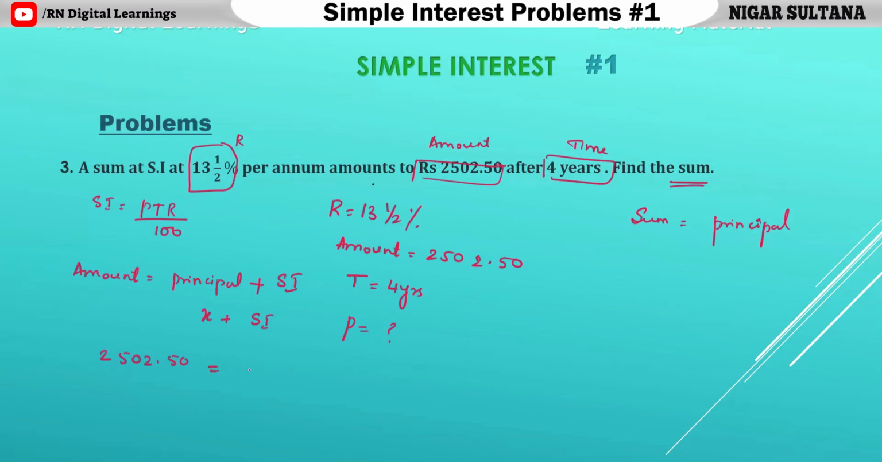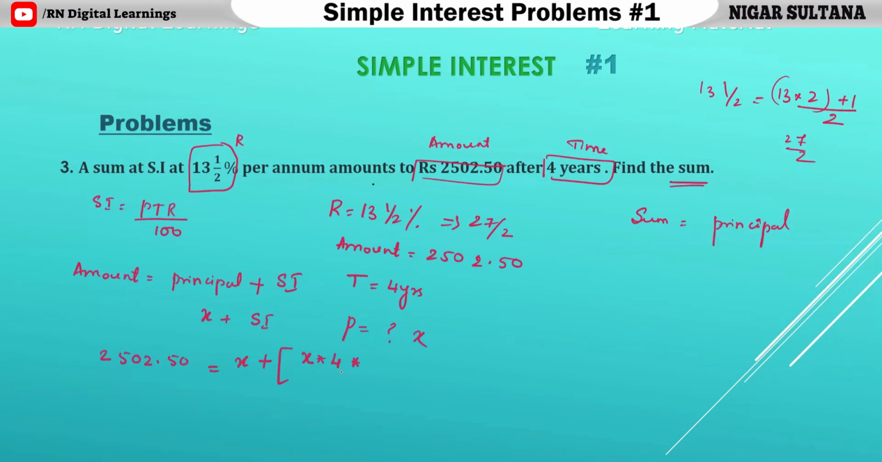2502.50 is equal to, so principal amount let it be X. Okay, X plus what is SI? How will you write this formula? We don't know P, right? P is your X into what is T? T value is your 4 into, so it must be in the form of 13 1/2 is equal to 13 into 2 plus 1 divided by 2. What is the value? 27/2. 27/2. Correct?